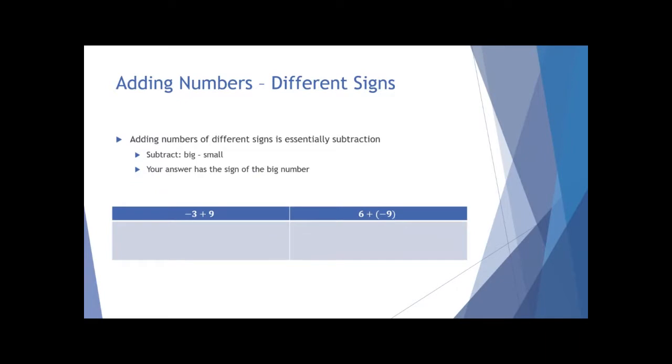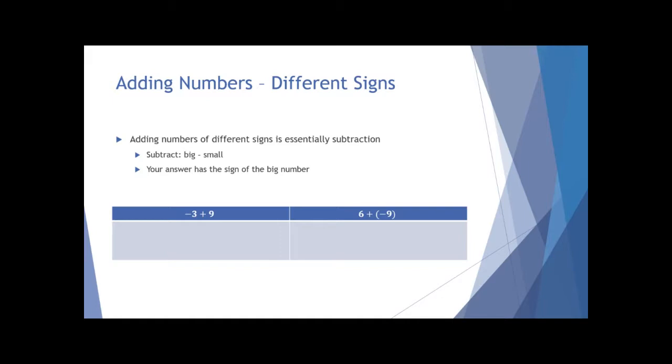Now, adding numbers of different signs, this is where people really start to get confused, especially when we move on to subtracting. If you are adding things with different signs, you're basically doing subtraction, because subtraction is the same thing as adding a negative. So if you have two different signs, one positive and one negative, you look at the numbers and ignore the sign. Then you do subtraction, the biggest minus the smallest. And then your answer has the same sign as the biggest number out of the two.